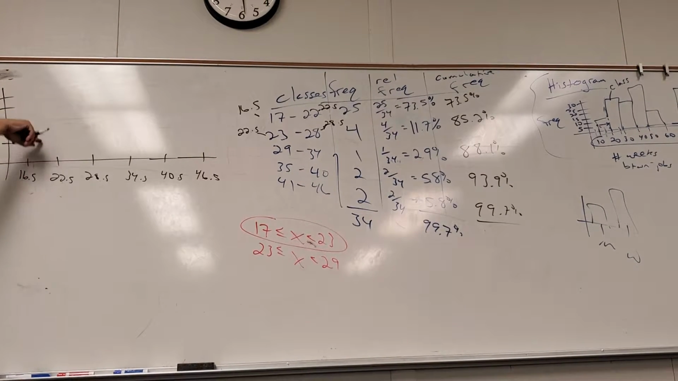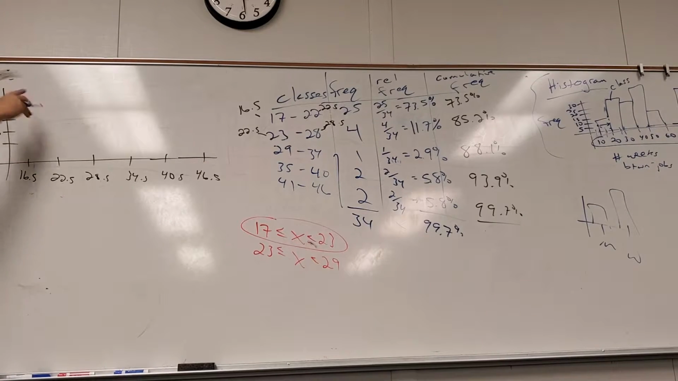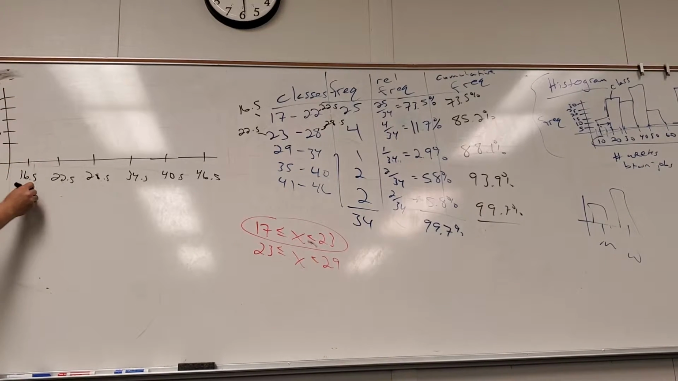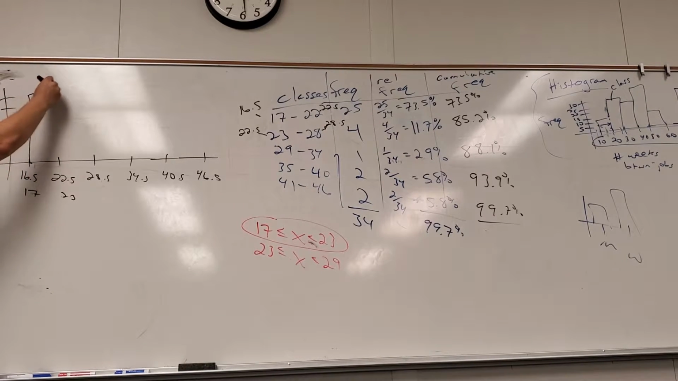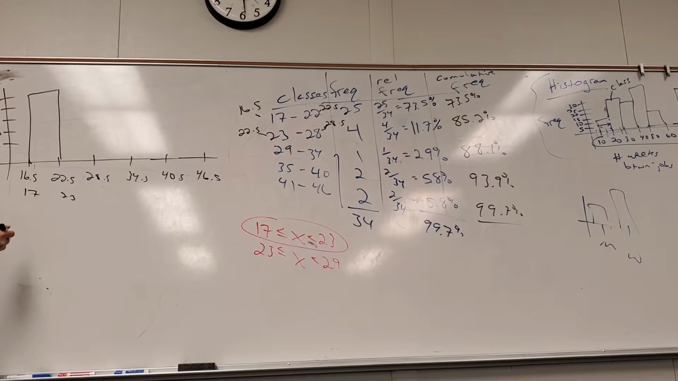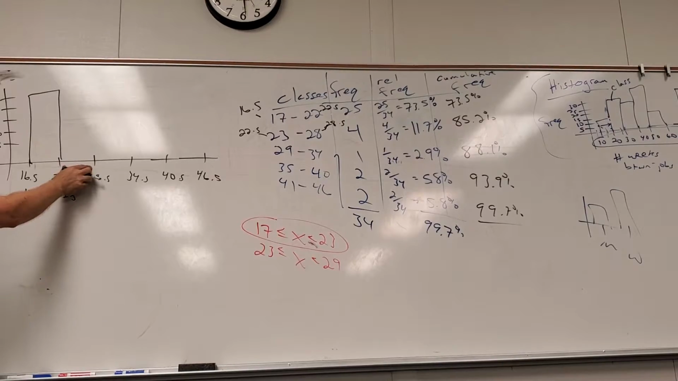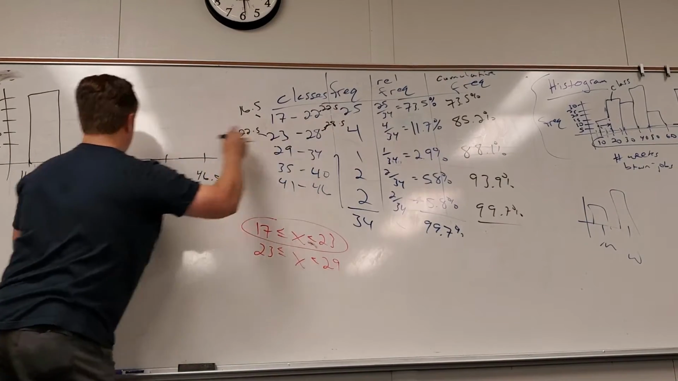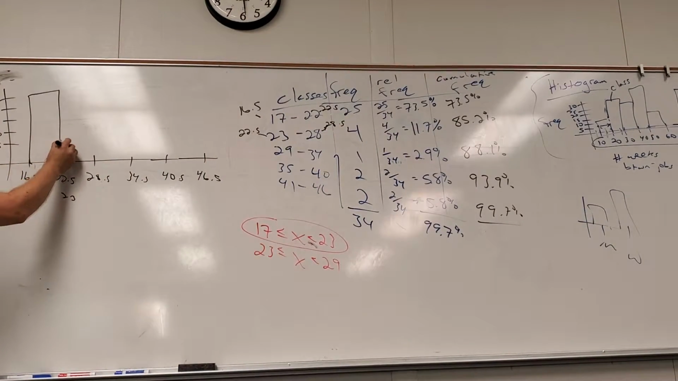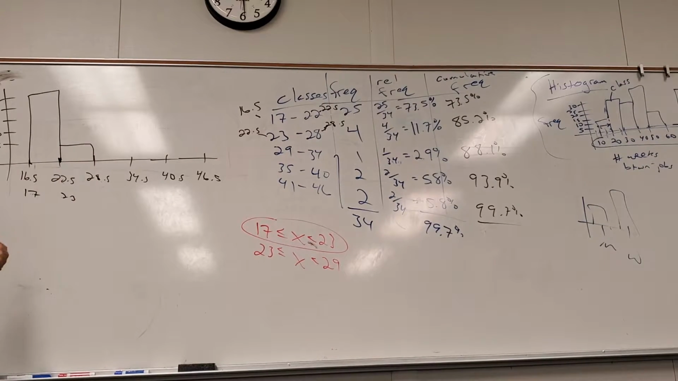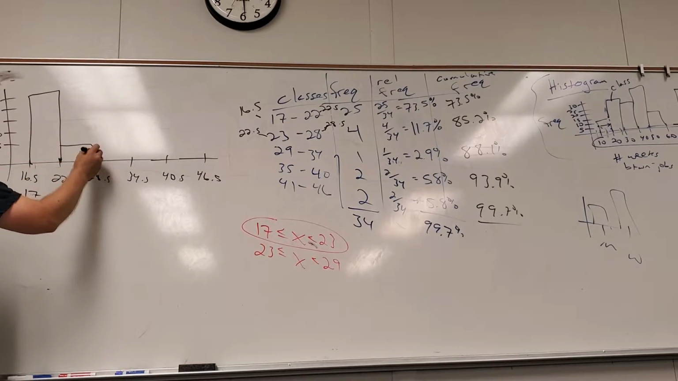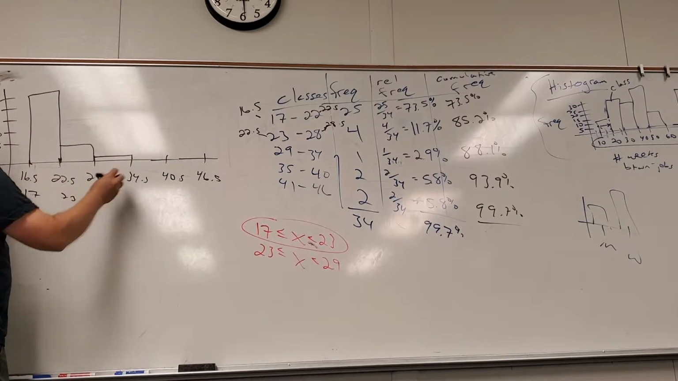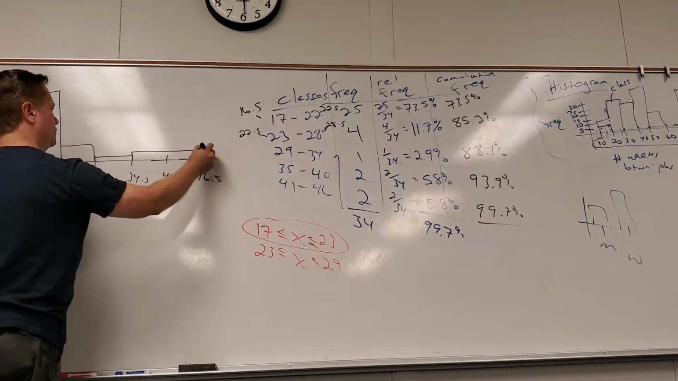So how tall should this first bar be? There's no question, either way I do it, how tall is this first bar going to be? 25. What about the next bar, from 22 and a half to 28 and a half? 4. Oh, okay. And the next bar? 1. So just kind of estimate that. And then 2 and 2, right?